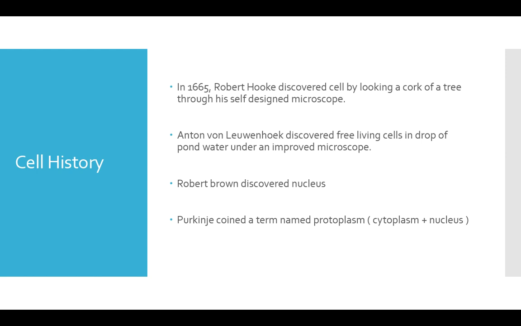The third discovery was done by Robert Brown. He discovered the nucleus. We are going to learn about the nucleus in my upcoming videos. I'll be posting videos related to the structure of the cell and the different components of the cell, and I'll be explaining them in detail. The fourth and last discovery was done by Purkinje. He was also a scientist, and he coined the term protoplasm. Protoplasm is cytoplasm plus nucleoplasm, the fluid present inside the cell plus the fluid present inside the nucleus. Don't worry, we are going to learn about everything in my next upcoming videos.